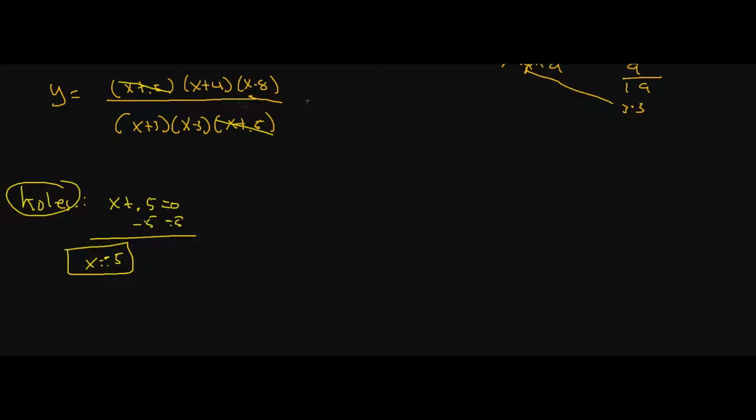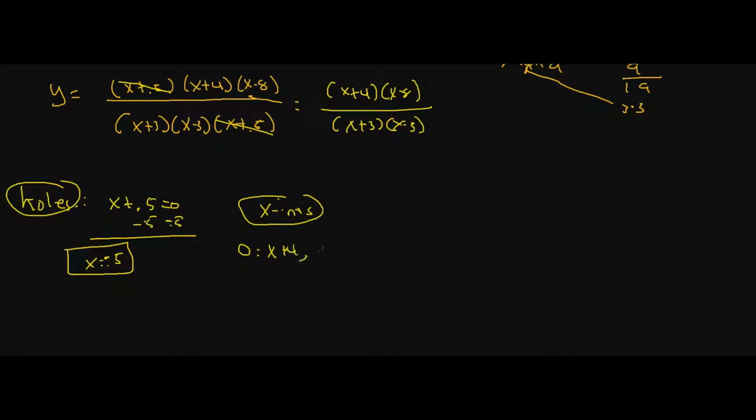All right, well, I'll just rewrite this so that it's nicely organized: x plus 4, x minus 8, all divided by x plus 3, x minus 3. Well, to find the x-intercepts, I set the numerator equal to 0. Here we're going to get x is equal to negative 4, and here we're going to get x is equal to positive 8.